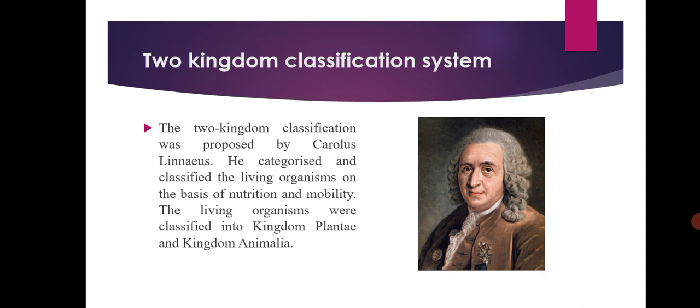Two kingdom classification system was introduced by Carl Linnaeus. According to him, the organisms which can produce their own food and can't locomote are plants, and the organisms which have no such ability to produce their food but can locomote from one place to another are known as animals. They were named Kingdom Plantae and Kingdom Animalia respectively.